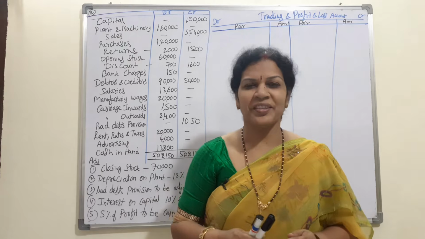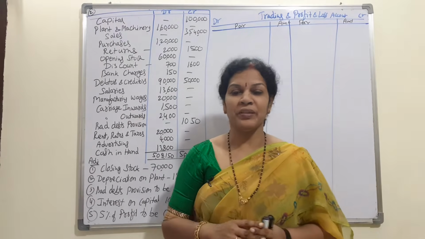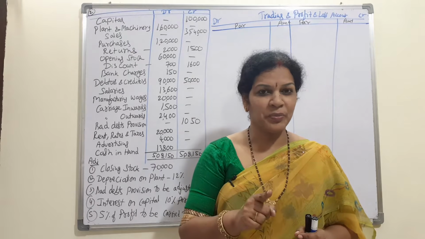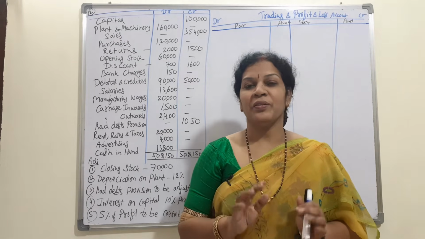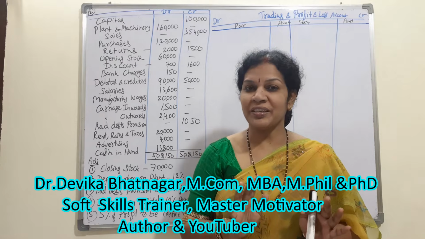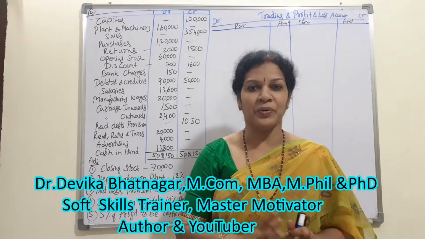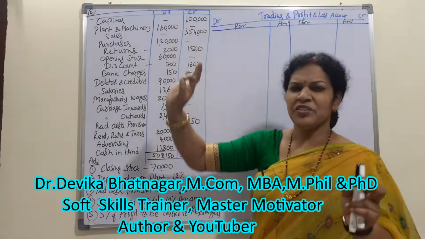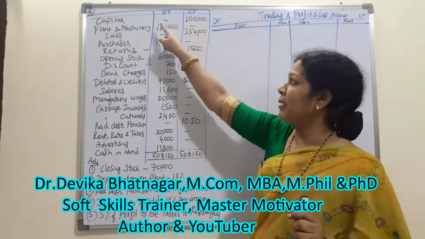Hello dear students, today we will see the second problem with adjustments in final accounts. Don't miss the previous problem; this is the second problem. First of all, what we need to do is see the trial balance, and after that we will go for the adjustments. See the trial balance, it is given like this. Each and every item I will explain.